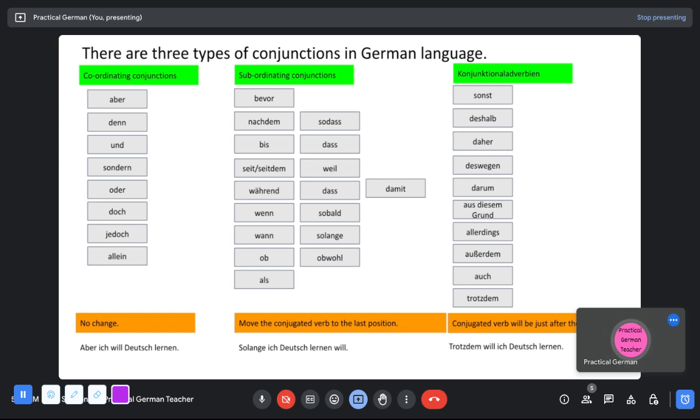Think of "als" in relation with "wenn". Sometimes you can use "wenn", sometimes you can use "als", so it can be interchangeable or not. For example, "Als ich fünf Jahre alt war, ging ich..." When you are talking about a once-in-a-lifetime event, you should not use "wenn". You should use "als".